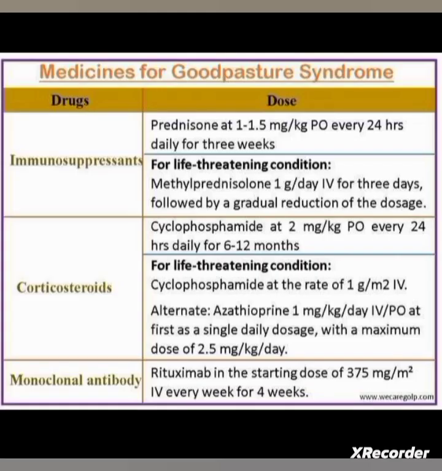The medicines for Goodpasture syndrome are immunosuppressants. There is cyclophosphamide, then prednisolone, then corticosteroids, all of these can be given. Immunosuppressants, mainly cyclophosphamide, and steroids, that is prednisolone and methylprednisolone. Monoclonal antibodies also can be given, that is rituximab.